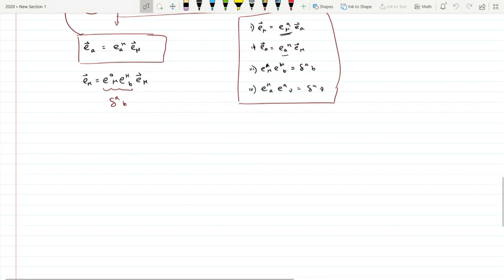So before we go further, I just wanted to tell you how the metric can be used to calculate the lengths of curves, because so far, if you remember, we've not introduced the notion of a distance. Any other questions? Let's check the chat. No questions so far. Yeah, carry on.